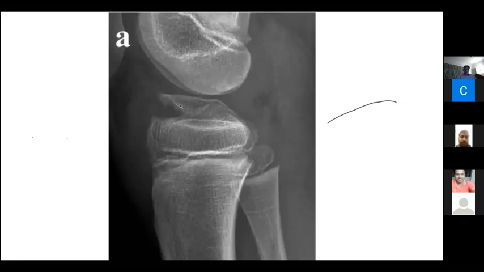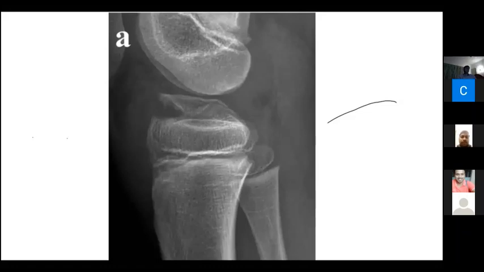So what do you do for this fracture? It is a child, so in this case, it is completely displaced. We need to fix the fracture with screws, probably with cannulated screws. Sorry, cancellous screws. Okay, it can be cannulated cancellous screws.